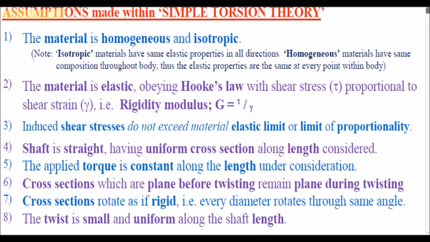Let's consider some of the assumptions made within simple torsion theory. As with all theories applied, there are usually some underpinning assumptions that we need to be aware of, and for simple torsion these are outlined here. So assumption 1, the material is assumed homogeneous and isotropic. From our previous presentation on elastic constants, we know isotropic materials have the same elastic properties in all directions. Homogeneous materials have the same composition throughout the body. Thus a material that is homogeneous and isotropic has the same elastic properties everywhere within the body.